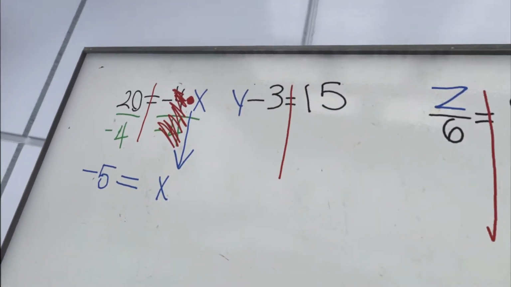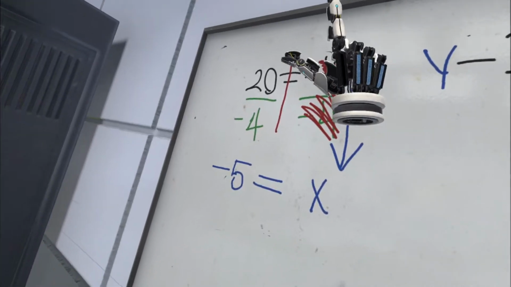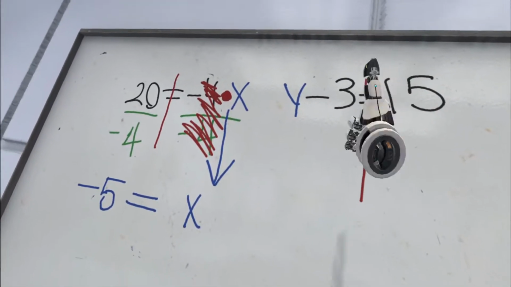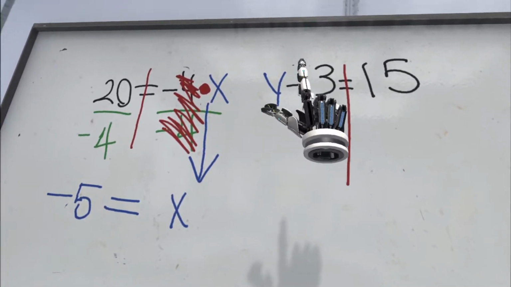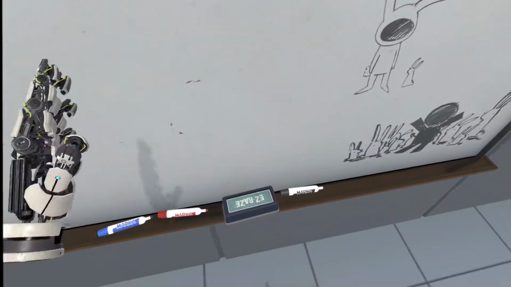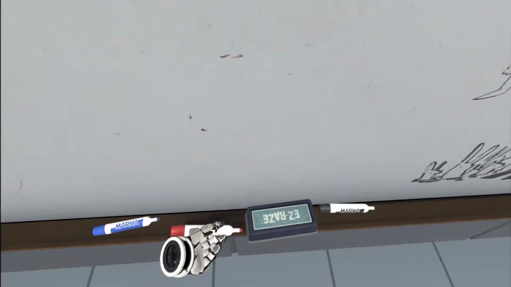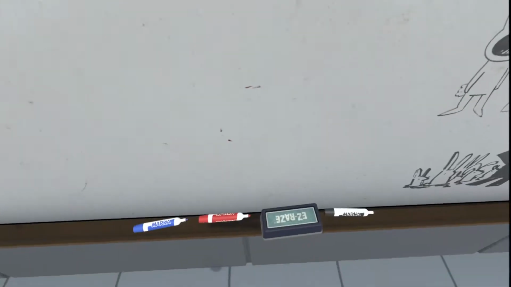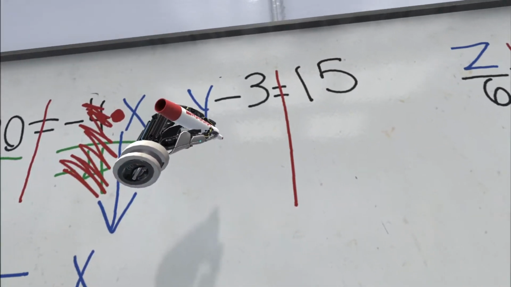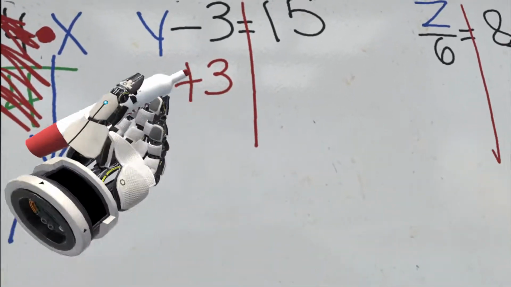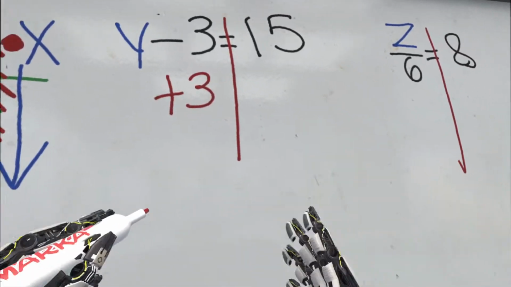Same thing over here. I want the y by itself just like I had my x by itself, so I need to get rid of that 3. Do the opposite. I'm taking away 3 here. So in order to get rid of that 3, I need to do the opposite, which is to add 3. So I'm going to add 3 to both sides. I'm going to add here 3. And if I do it here, remember, it's a scale. I do it to this side as well.